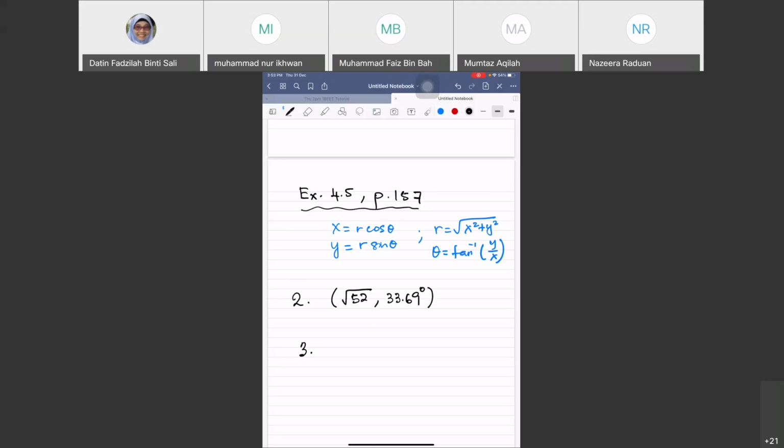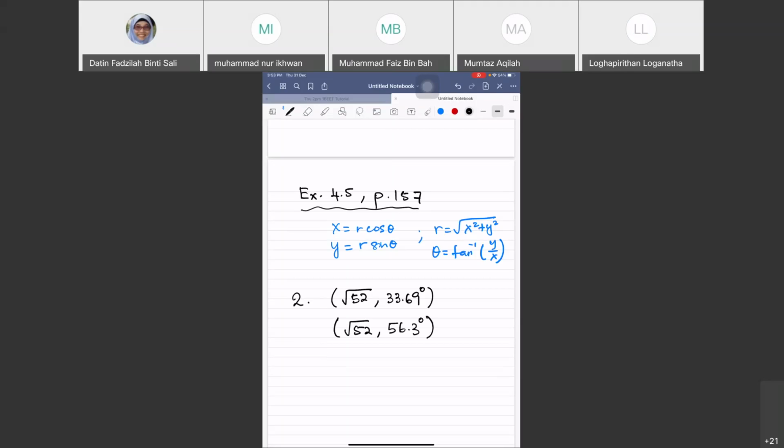Moses is not there. Loga, madam, what do you get for question 2? I get square root of 52. Okay. And theta is 56.3. Okay, quadrant 1. Okay, all right.